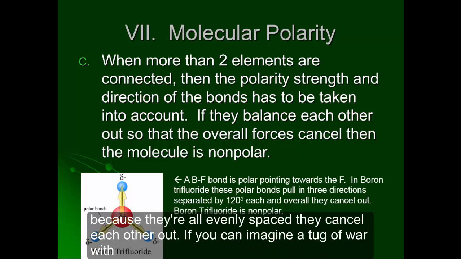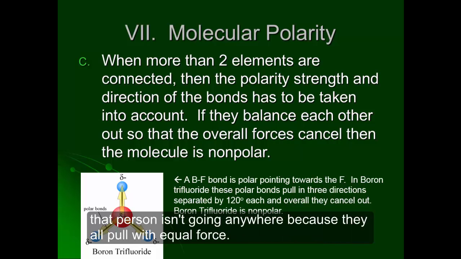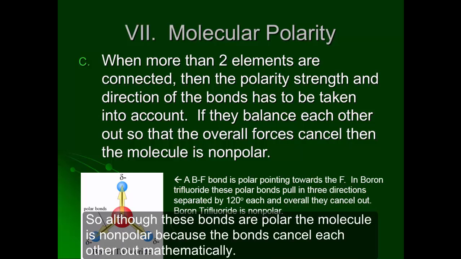If you can imagine a tug-of-war with 3 strong men all at 120 degrees from the center and some poor soul in the middle and they're pulling, that person in the middle isn't going to go anywhere because they all pull with equal force. So although these bonds are polar, the molecule is nonpolar because the bonds cancel each other out mathematically.